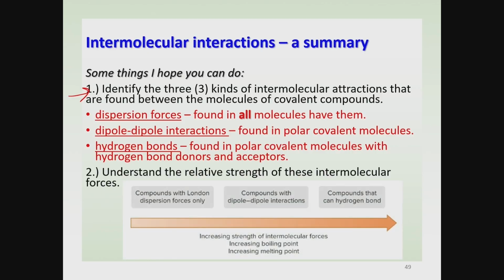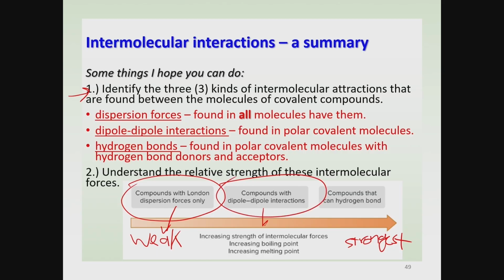Another thing that I'm hoping you'll understand is that there are different strengths of these intermolecular forces. Here we have a nice chart from the book. On the left side of this chart, we have the weakest forces, and on the right side, we have the strongest forces. Here we are charting the forces that occur between molecules of covalent compounds. The first are the London dispersion forces, and these are very weak. Then dipole-dipole interactions, which are a bit stronger. And finally, hydrogen bonds, which are stronger still.